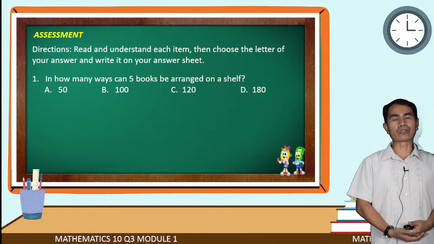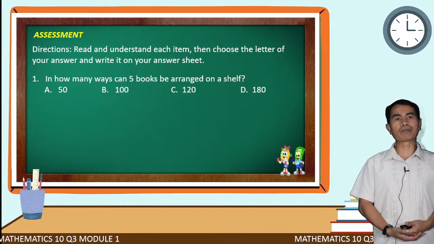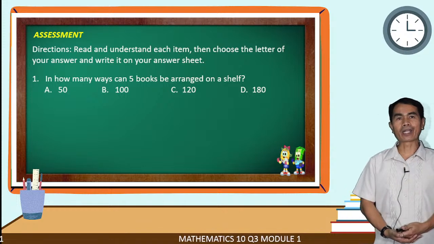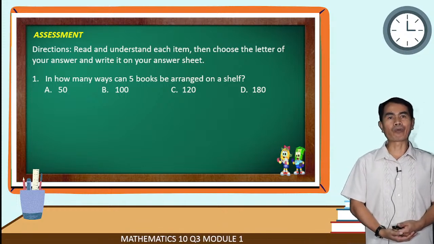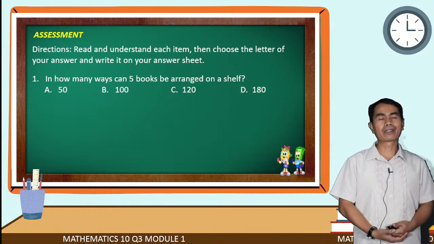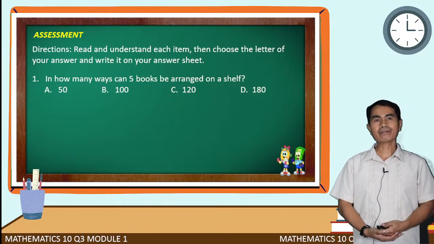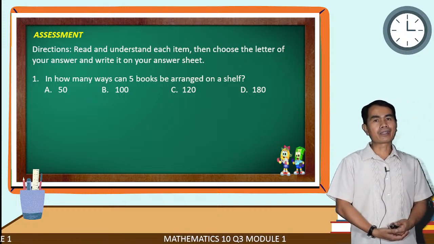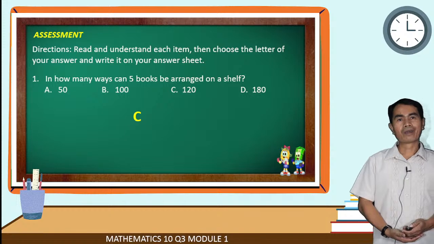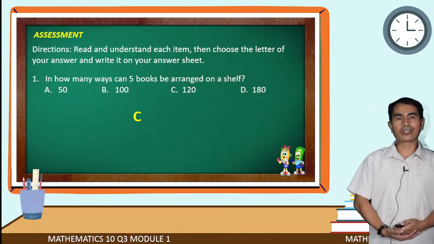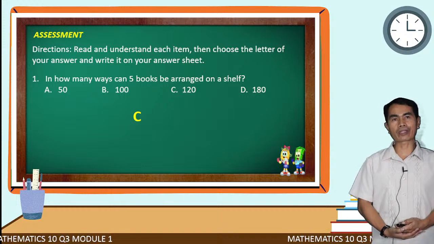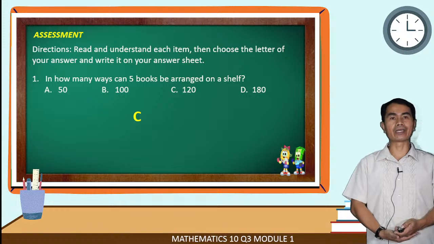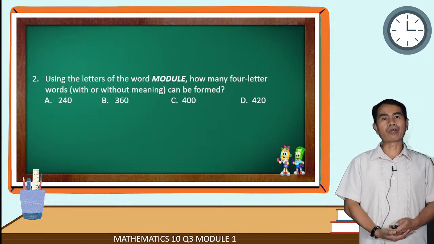Okay, first question. In how many ways can 5 books be arranged on a shelf? Is it letter A, 50, B, 100, C, 120, or is it letter D, 180? Okay, if your answer is letter C, then you are correct. Okay, 5 times 4 times 3 times 2 times 1 is 120. So it's letter C.